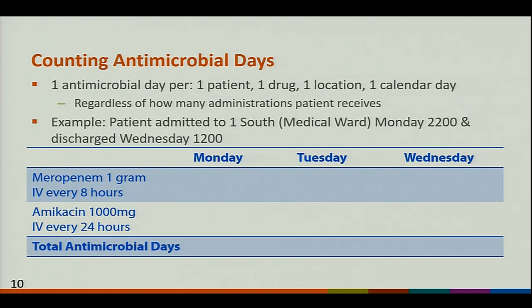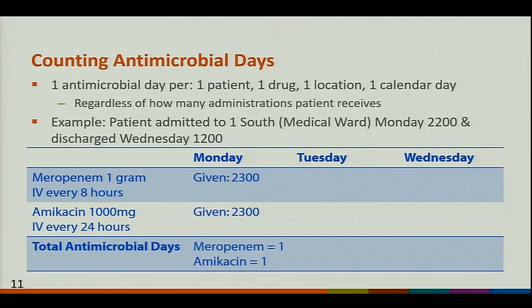So in my example, my patient was admitted to my 1 South medical ward on Monday evening and discharged on Wednesday afternoon. That patient received meropenem every 8 hours and amikacin every 24 hours. So on Monday, that patient got meropenem once and amikacin once. Therefore, they get 1 total antimicrobial day for meropenem and 1 total antimicrobial day for amikacin.